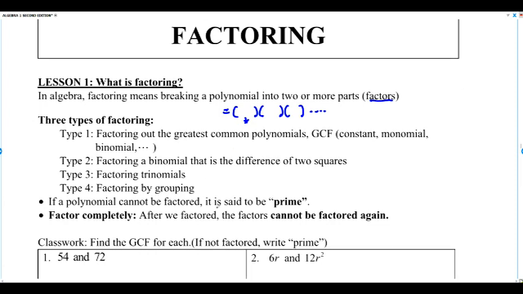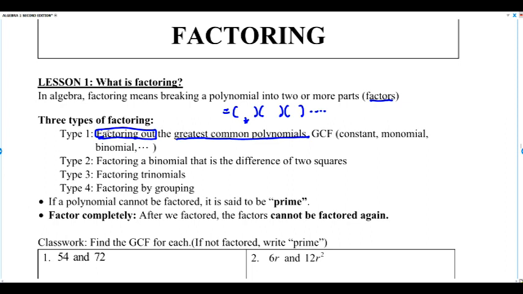Before you factor any expression, you must check whether the terms have a greatest common factor. This is the first step. If they have a common factor, they must move out. We say factoring out. You can move it to the front or to the back, it doesn't matter.